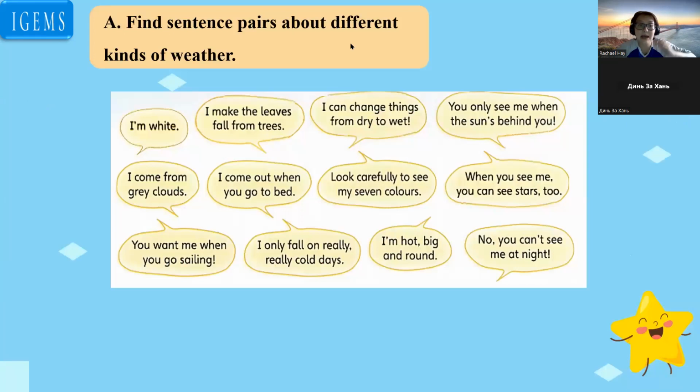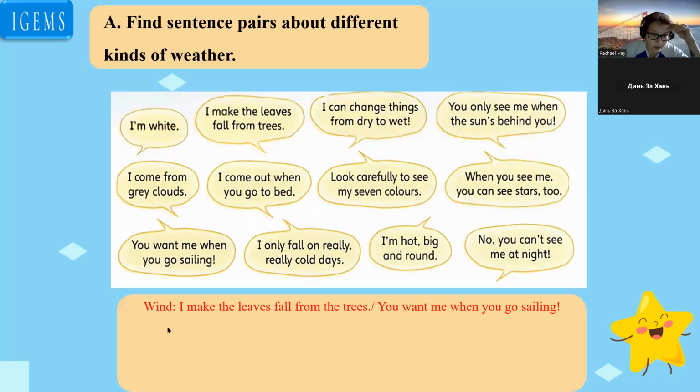Okay, find sentence pairs about different kinds of weather. Okay, so here we have to make pairs. So here's an example. Wind. I make the leaves fall from the trees. You want me when you go sailing. Okay, so we use that one, and we use that one. Because when it's windy, the leaves fall off the trees and it helps to push the boat. Okay. So, what other weather can you think of, and which two go with that weather?